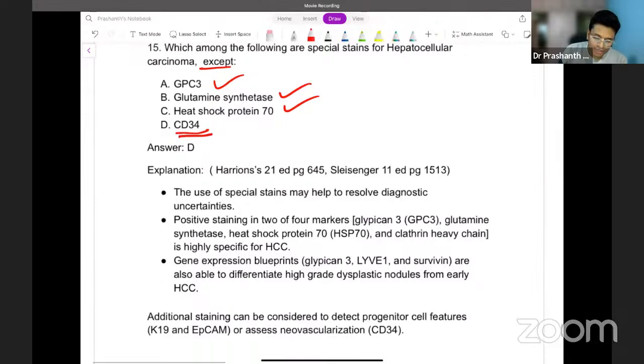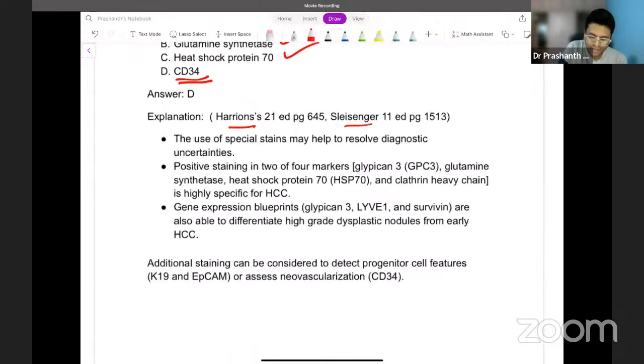Okay, so for that you have a combined answer from Harrison and Schlesinger. You can go through the respective page numbers. Positive staining of 2 or 4 of these markers, glypican 3, glutamine synthetase, HSP70, and clathrin heavy chain, are highly specific for HCC, and gene expression blueprints, which include glypican 3, LI1, and survivin, are able to distinguish high-grade dysplastic nodules from early HCC. Also know that progenitor cell features like K19 and EPCAM, or neovascularization, that is CD34, can help in additional staining and telling some of the features.